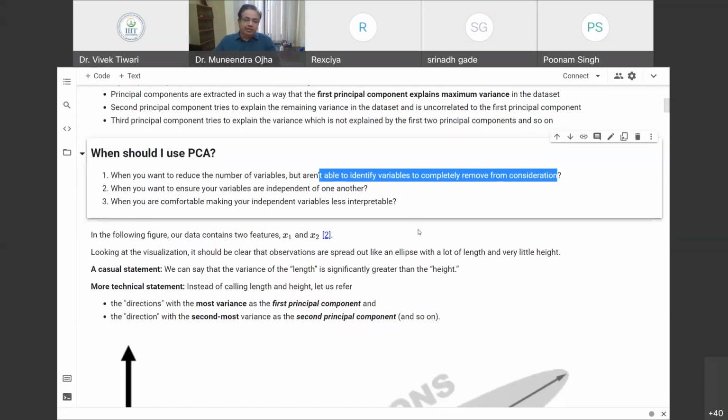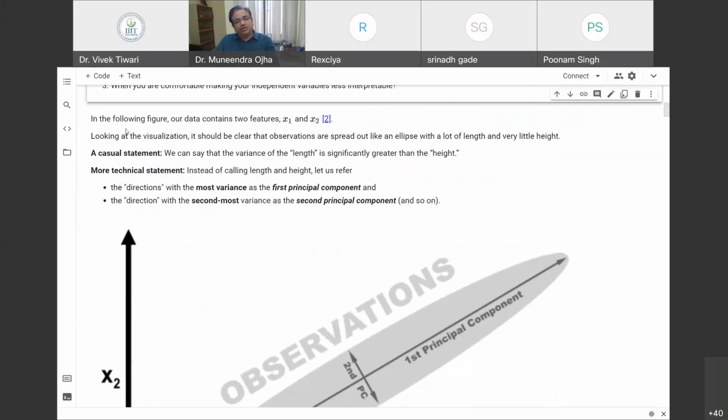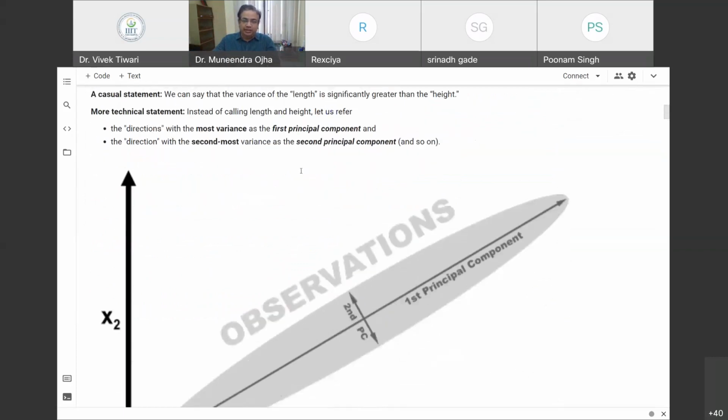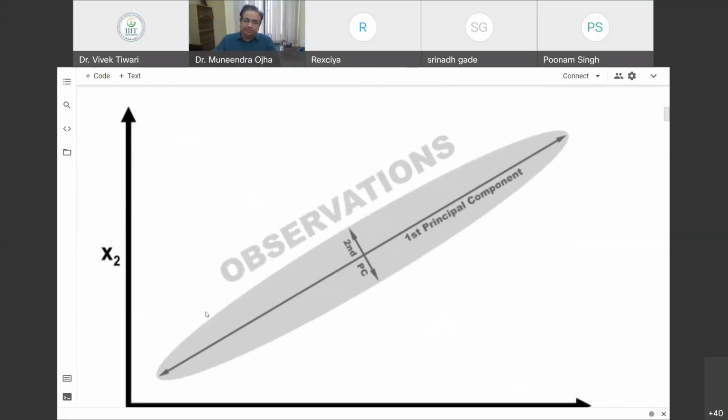So let's take this example in which, in the following figure, our data contains two features, x1 and x2. Looking at the visualization, it should be clear that the observations are spread out like an ellipse with a lot of length and very little height, like in this example you see.